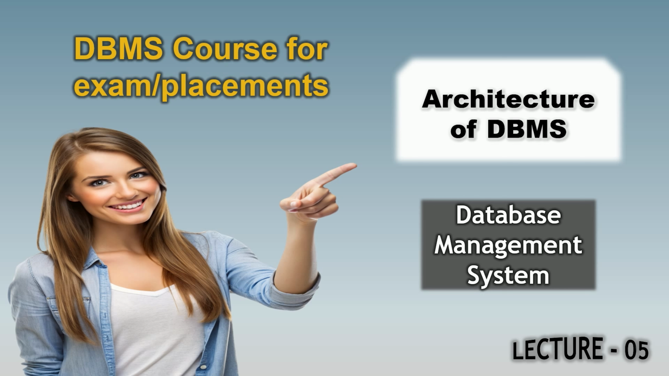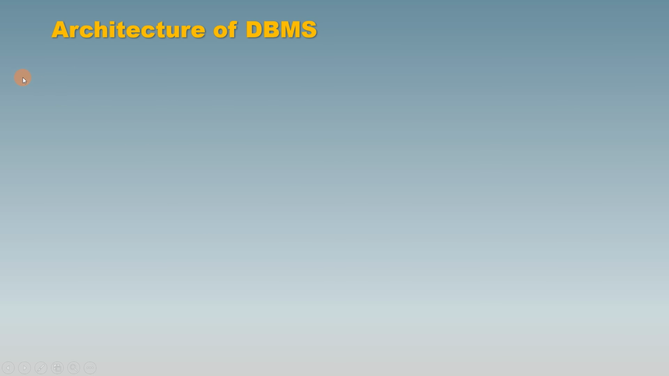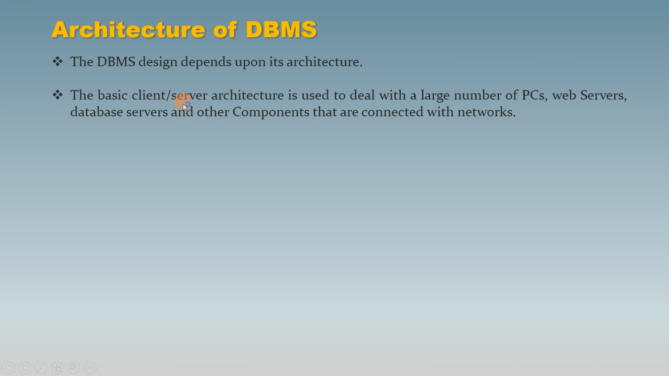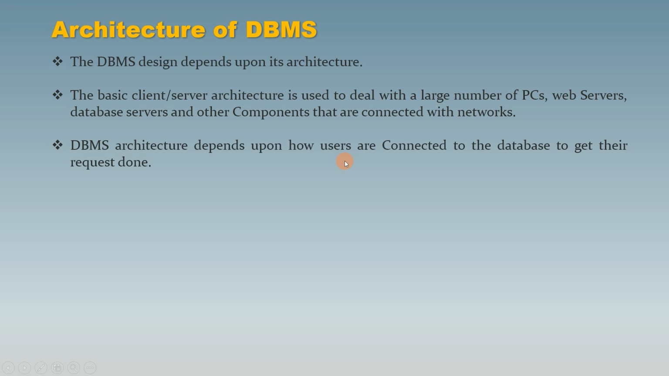This is going to be lecture 5 for the series that we have started for DBMS course for exams and placements. In this video, we will discuss the topic architecture of DBMS. So let's start with our topic architecture of DBMS. The DBMS design depends upon its architecture. The basic client server architecture is used to deal with a large number of PCs, web servers, database servers and other components that are connected with network. DBMS architecture depends upon how users are connected to the database to get their requests done.